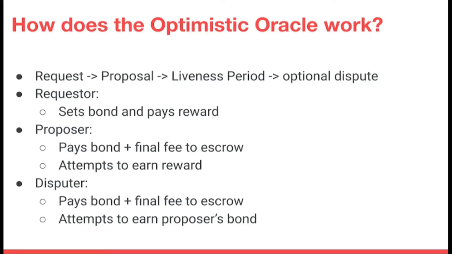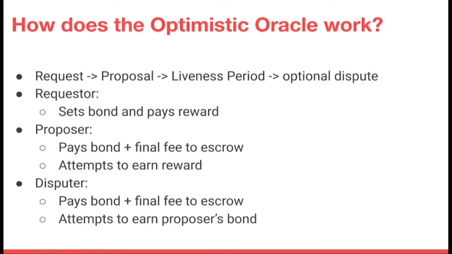Also, the requester will pay a reward and set the bond amount, basically the insurance amount that the proposer and disputer need to pay to respond to their request, and also set the challenge period length. I don't think we have enough time to talk about this fully today, but I can definitely give you guys the slides. I will make these available after this call. It's actually super interesting how people should correctly set liveness periods and bonds.